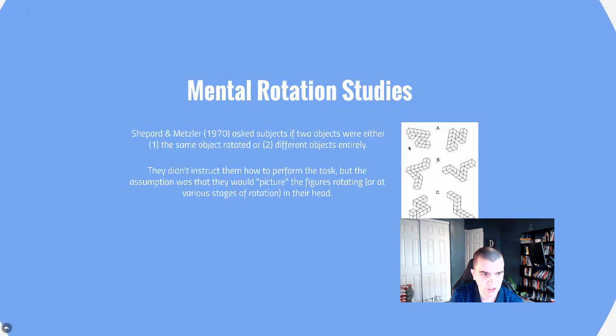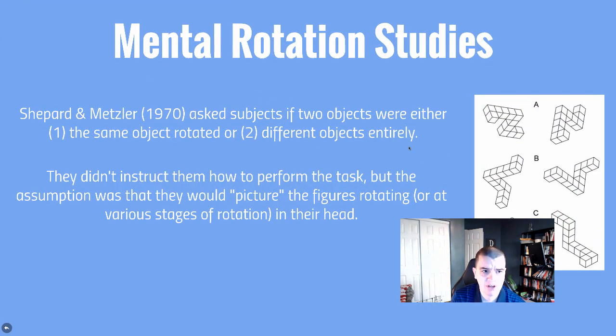So let's first go over the Shepard study. As you read, they had to determine whether the object was indeed the same object or a different one entirely. They didn't specify how to do this, but an easy way to do it is just to flip the object continuously in your head, this is my flipping hand rotation, to see if it's the same object or not.